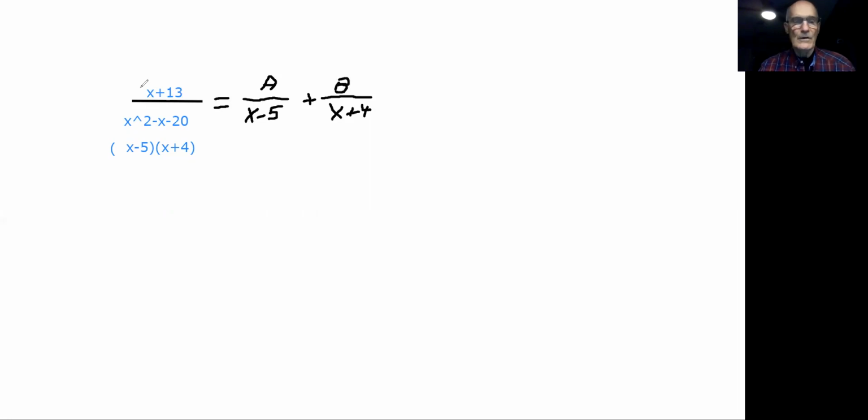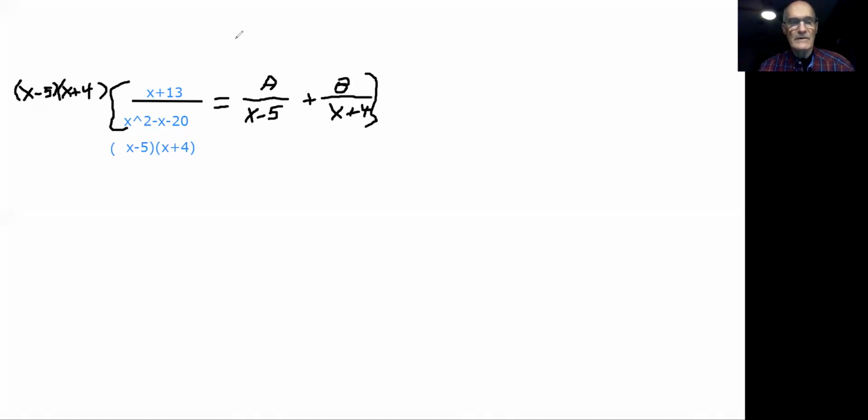Now, what we're going to do is take this entire expression and multiply it by x minus 5 times x plus 4. If I multiply the left side of this equation by x minus 5 times x plus 4, it cancels the denominator because the denominator is exactly that.